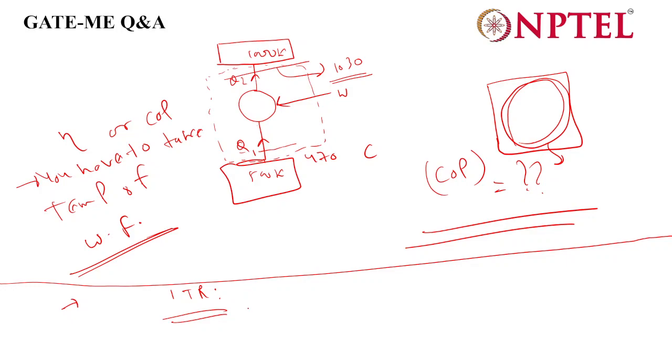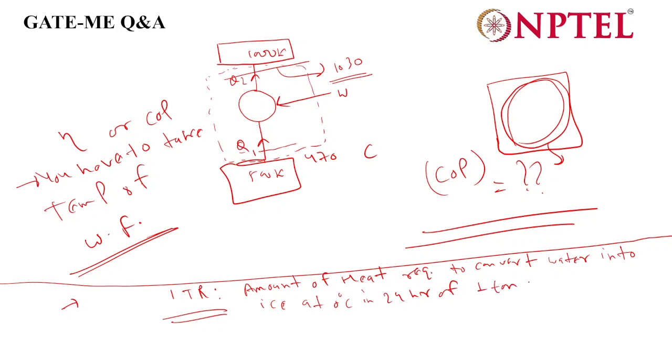Quantity of heat released by water at 0 degrees Celsius to convert into ice at 0 degrees Celsius in 24 hours. Some mass would be converted, right? It is the amount of heat required to convert water into ice at 0 degrees centigrade in 24 hours, for 1 ton.